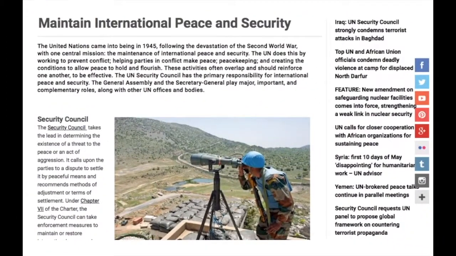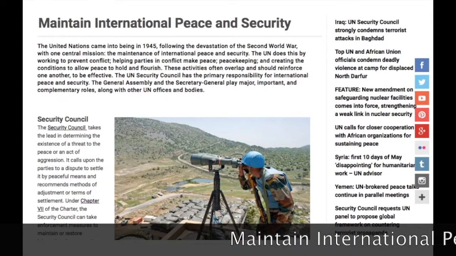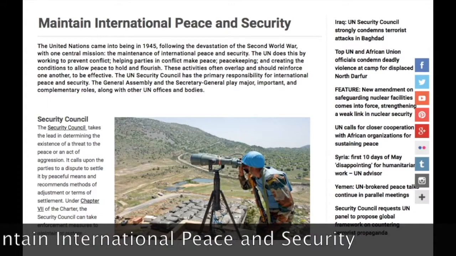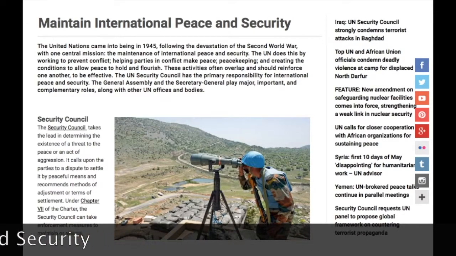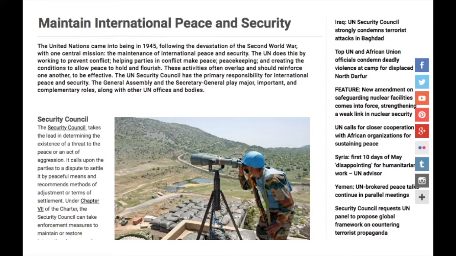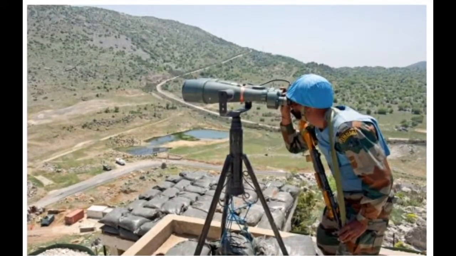Well, it maintains peace and international security. UN peacekeepers are deployed to many parts of the globe. For example, an Indian peacekeeper as part of the UN's interim force in Lebanon watches over the blue line, which demarcates the border between Israel and Lebanon. The UN website has up-to-date news on all of its current deployments.